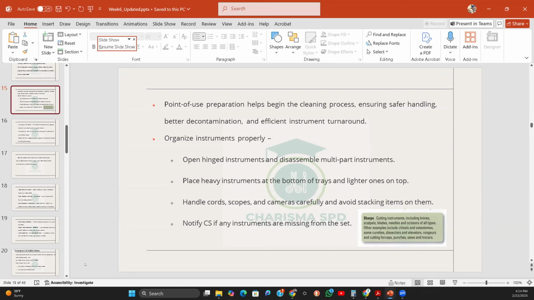So in order for us to have an easy job at the decontamination area, at the point of use we open all hinged instruments. We also make sure that we dismantle instruments that have different parts. And in order not to damage delicate instruments, we do not put heavy items on them. Okay, does that make sense? Yes, good.